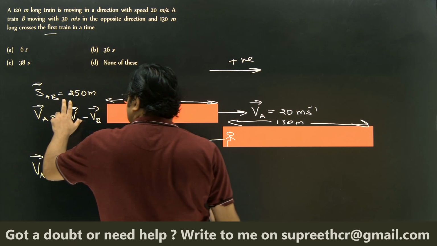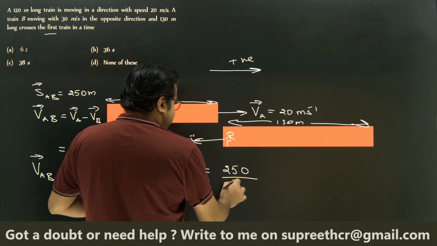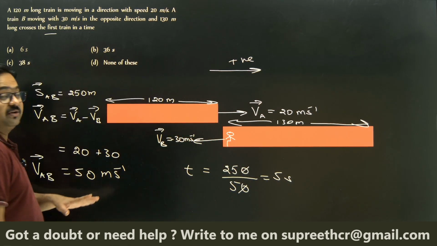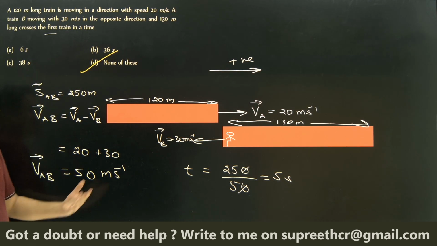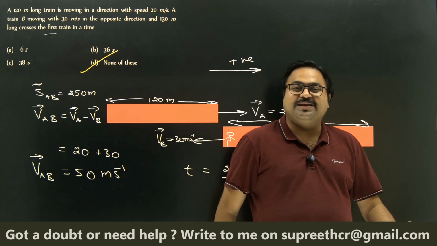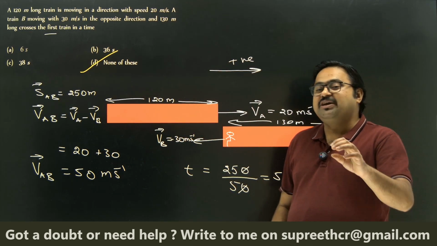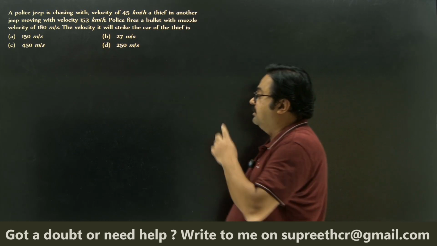Distance, you have the total distance that you have to cover is 250, divided by speed is 50. So you have 5 seconds, but 5 seconds is not one of the three options out there. So none of these is the correct answer. That's how you crack questions in competitive exam. That's how simple it is. So having understood this bit, my friends, let's go and try and solve another question.